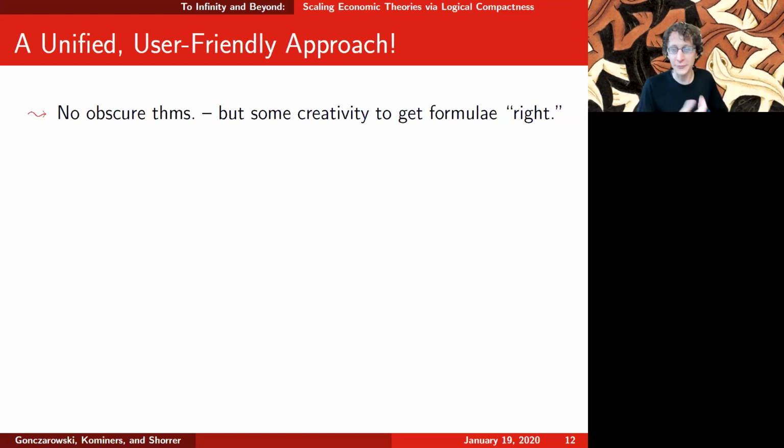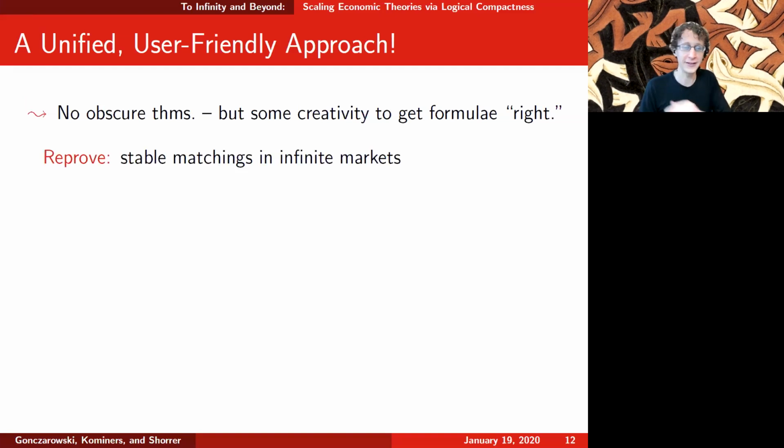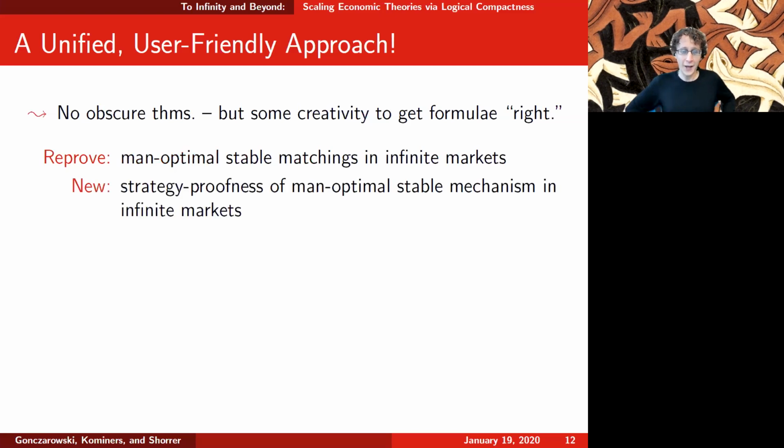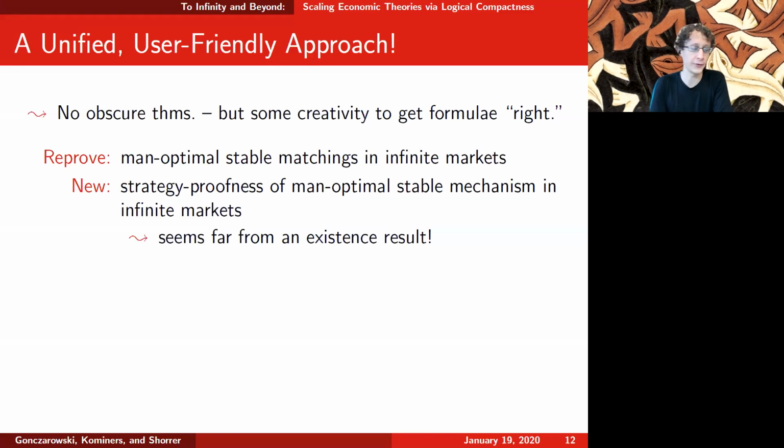Okay, so I mentioned we need to do some creativity and some lifting to get the formula, but we can do a lot with it. So we just reproved the existence of stable matchings in infinite markets. It turns out we can generalize a version of this approach to reprove the existence of man-optimal stable matchings in infinite markets. And then we can take this one step further and use it to prove that the man-optimal stable matching mechanism is strategy-proof in this infinite market context. This is a bit of a surprising result, or at least it was for us when we started, because this seems very far from an existence result, right?